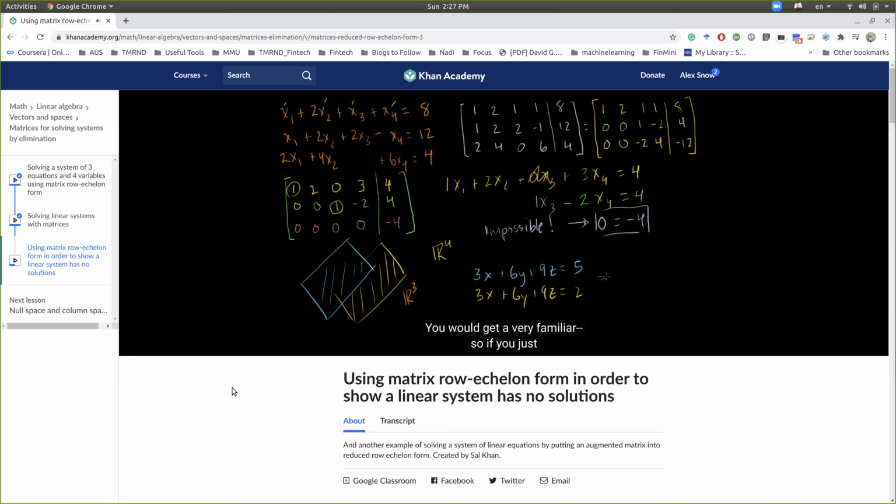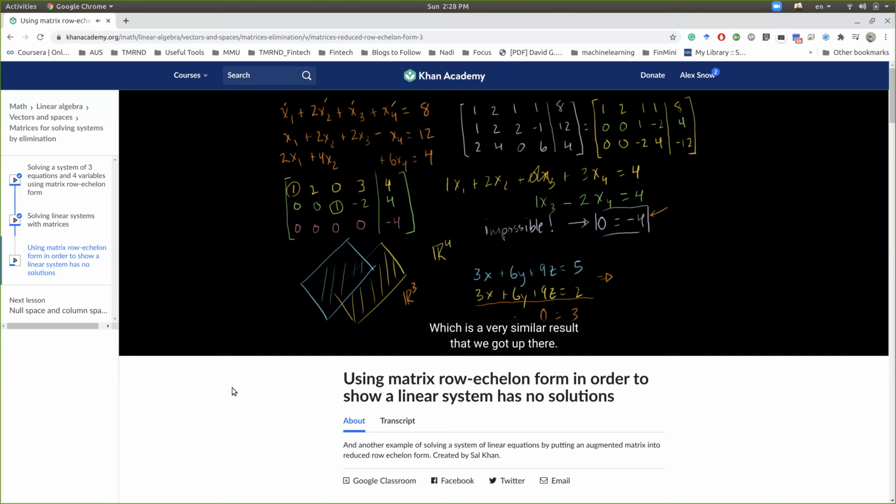You would get a very familiar result. If you subtract the bottom equation from the top equation, you get 3x minus 3x, 6y minus 6y, 9z minus 9z. Actually, let me do it right here. For that minus that, you get 0 is equal to 5 minus 2, which is 3, a very similar result to the one we got up there.